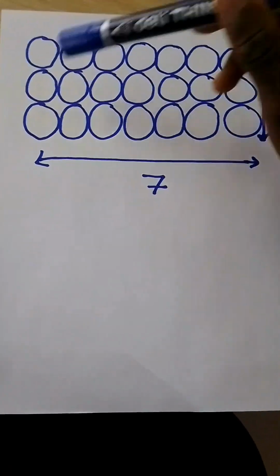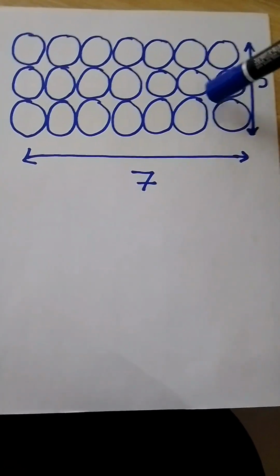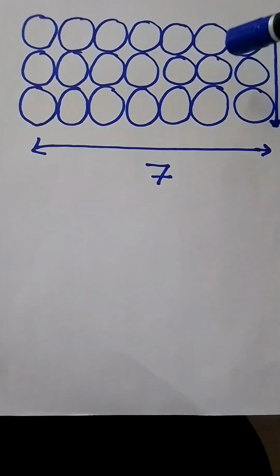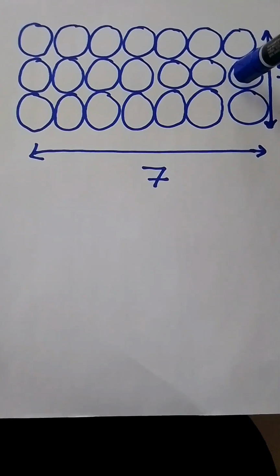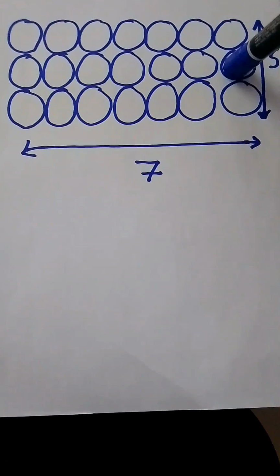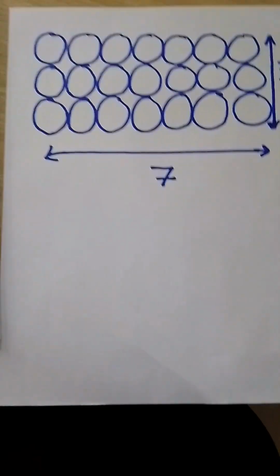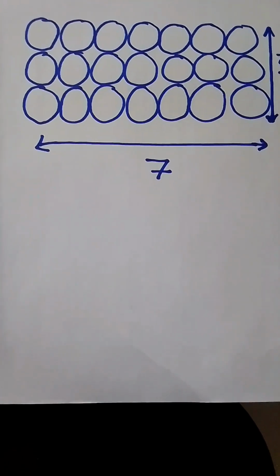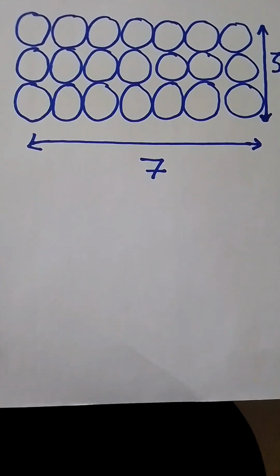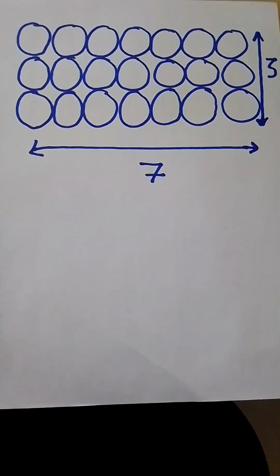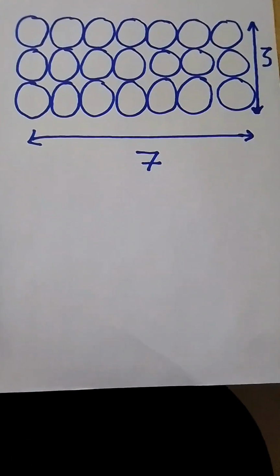Now let's look at this rectangular array of particles. This rectangular array of particles has special features. What are the special features? It has 3 particles forming the breadth and 7 particles forming the length. All in all, it has 21 particles. Now, I want you to bear this in mind. Multiplication is simply the counting of particles that form a rectangular array. Special emphasis on rectangular array.